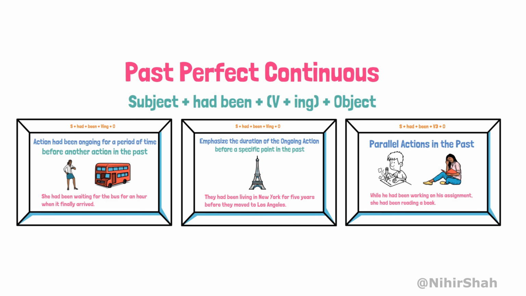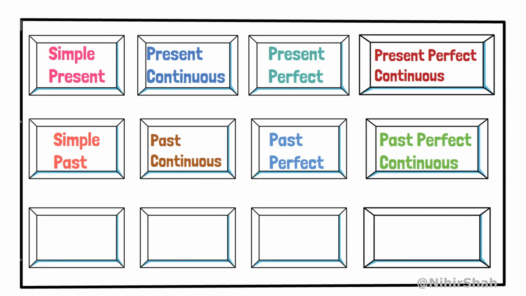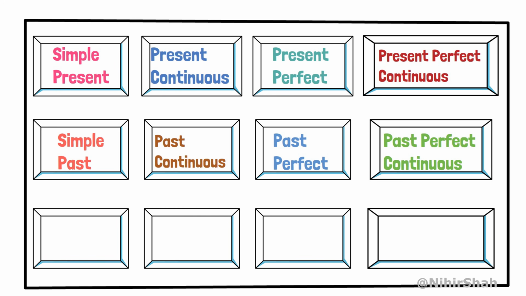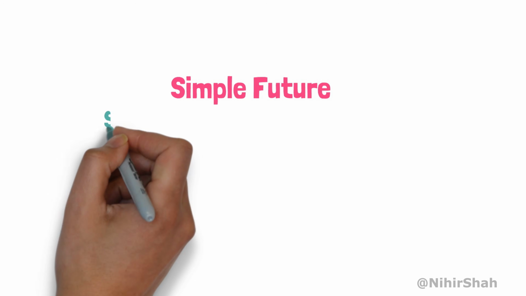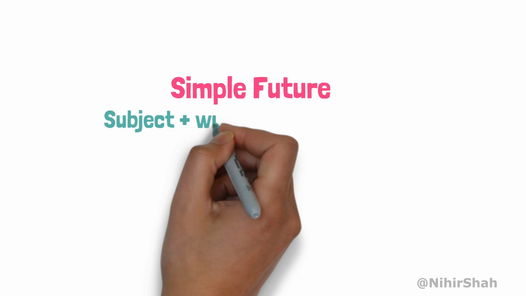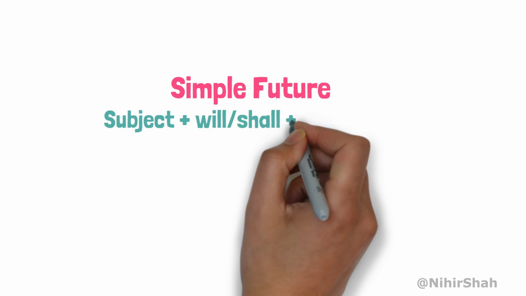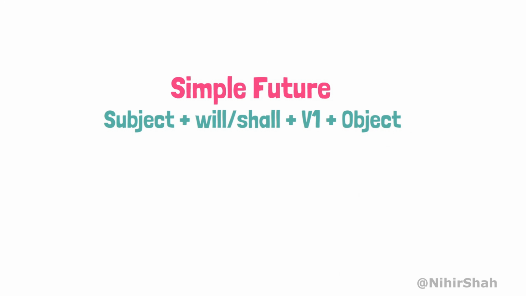So, the past perfect continuous tense helps to convey the idea of actions or situations that had been happening continuously for a period of time before a specific reference point in the past. So, now we learned the 4 past tenses as well. Now comes the future. Number 9, simple future tense. The sentence structure is subject plus will or shall plus verb's base form, or verb's first form, plus object.